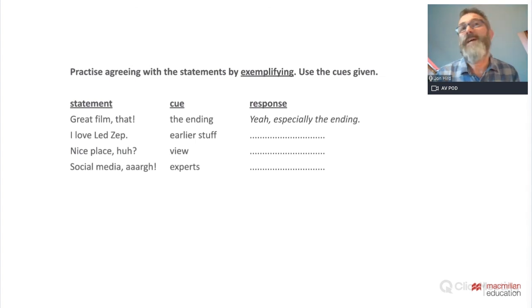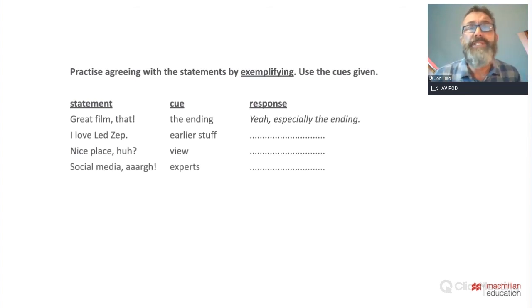Great film that. Yeah, especially the ending. I love Led Zepp. Yeah, especially their earlier stuff. Nice place, huh? Yeah, especially the view. Social media. Ah, yeah, especially all those experts. Okay. Mainly, yes, it doesn't have to be especially. Yeah, especially is, according to research in the corpus, the most common phrase. But yeah, mainly we could use an alternative. Yeah, particularly. But particularly is a bit of a mouthful, so we tend to avoid it unless we have to. Okay.